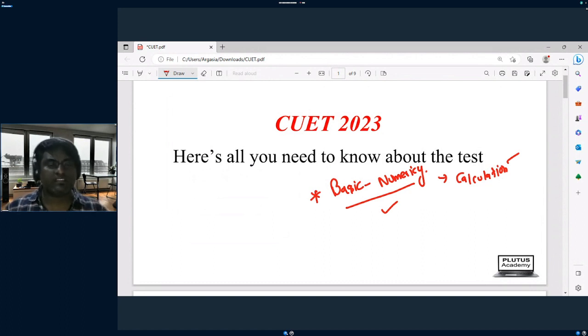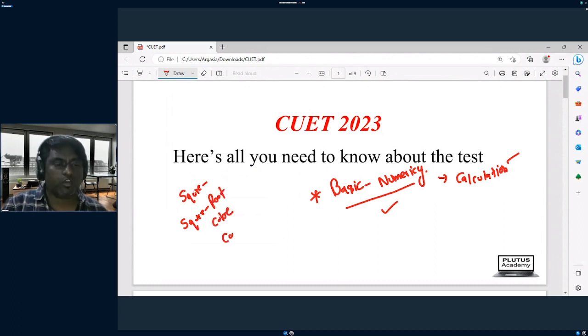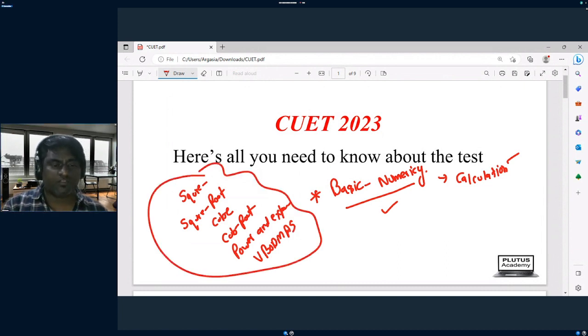So what all does basic numeracy include? In basic numeracy generally we have to learn about the smallest method of doing the square, how to do a square of a number, how to do a square root of a number, how to do cubes of a number, how to do cube root of a number, what is the concept of powers and exponents, and what is the VODMAS rule, and the combination of these topics is known as the simplification concept.